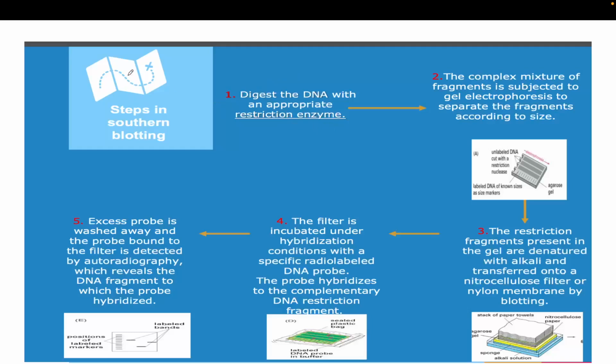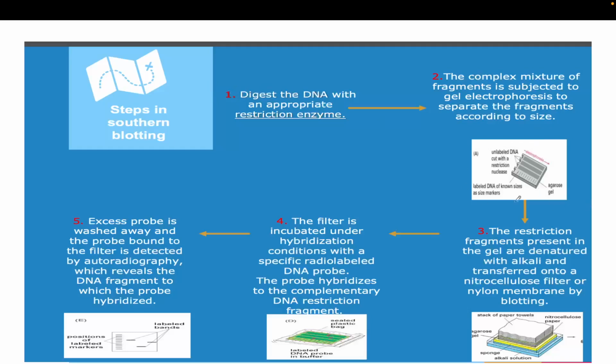Okay, so firstly you will chop this DNA into small pieces. Based on the length, it will migrate onto the gel. The complex mixture of fragments is subjected to gel electrophoresis to separate the fragments according to size, because charge is equal in all the fragments. So the migration will happen on the basis of only the size.